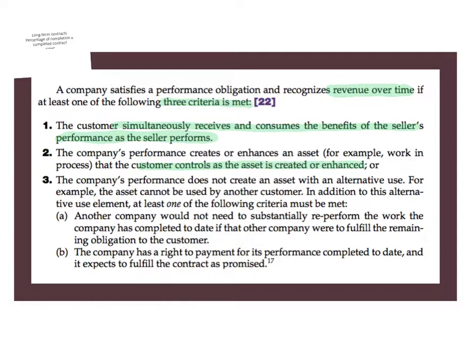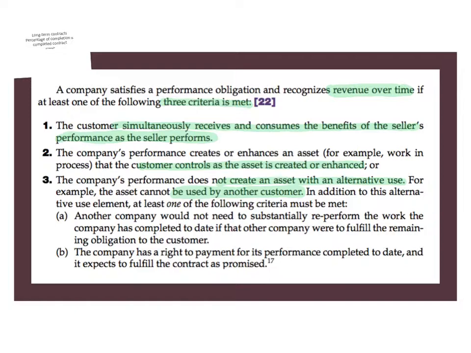Number 3 says the company's performance does not create an asset with an alternative use. For example, the asset cannot be used by another customer. And this is the case where a particular aircraft that's being built by Boeing, for example, is dedicated to a specific customer and meets their specifications.